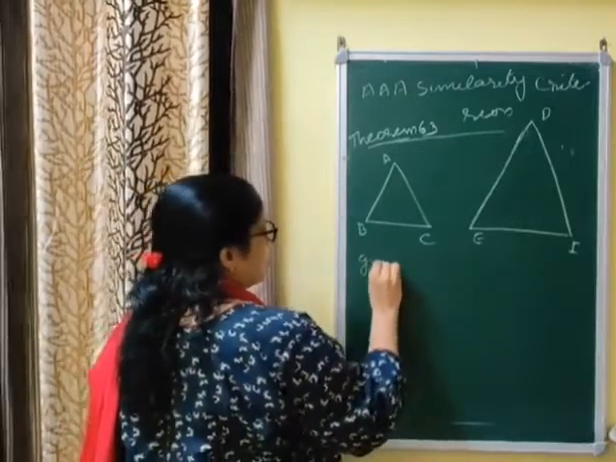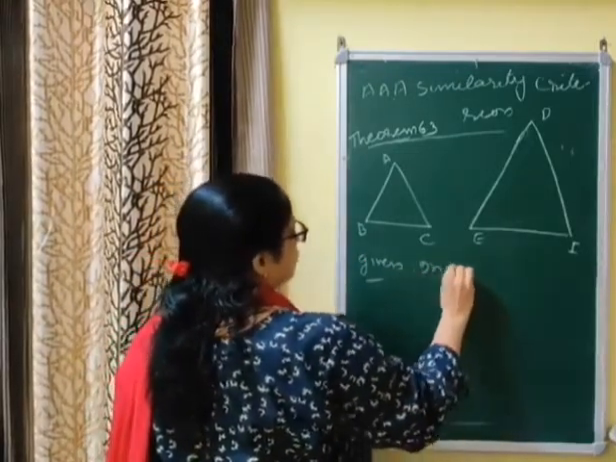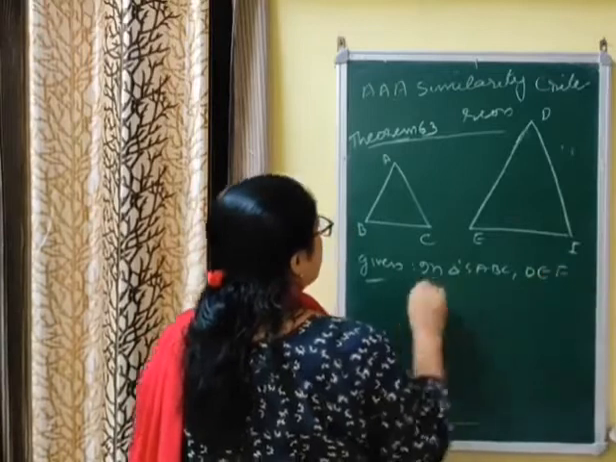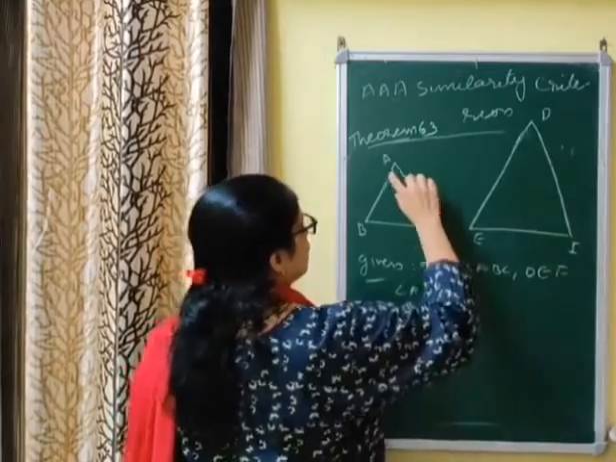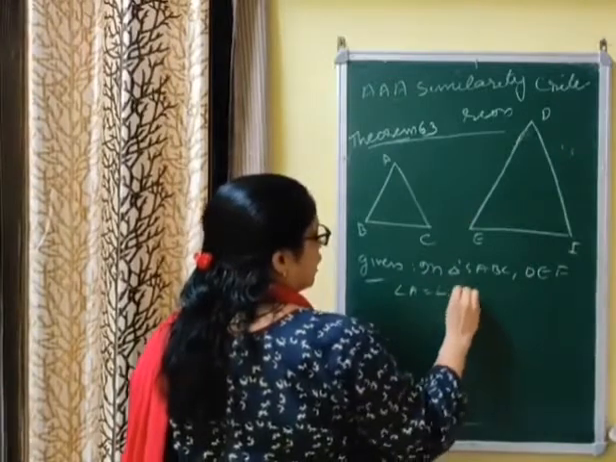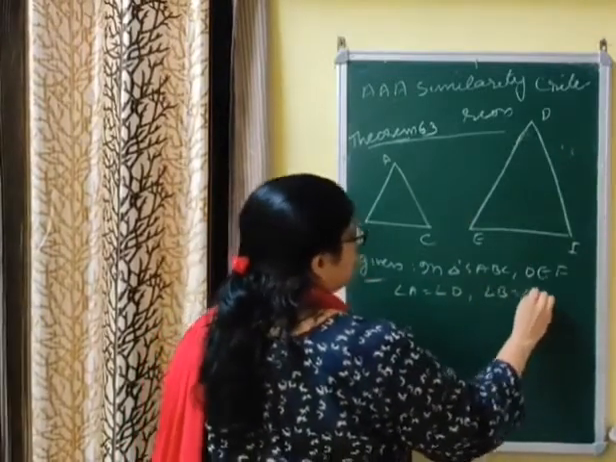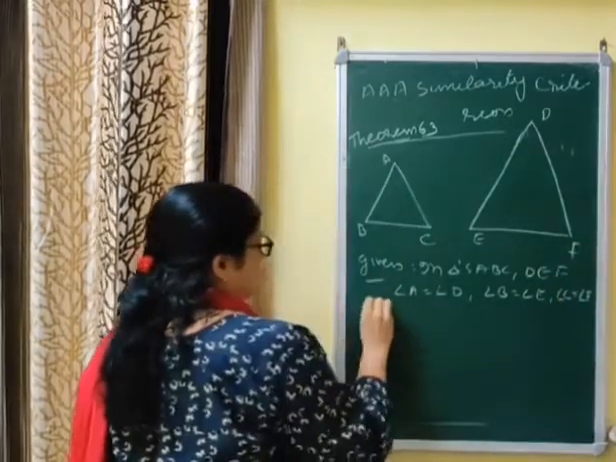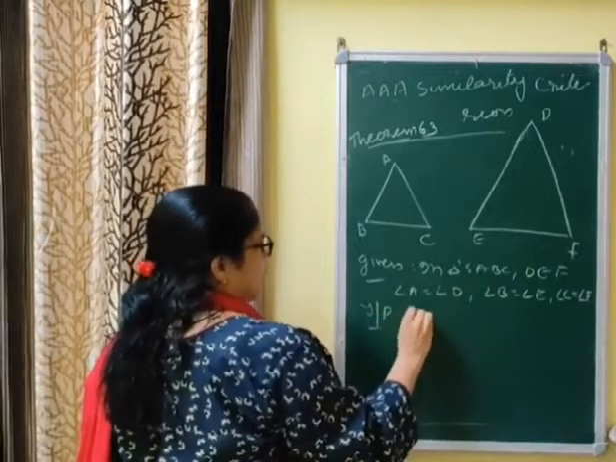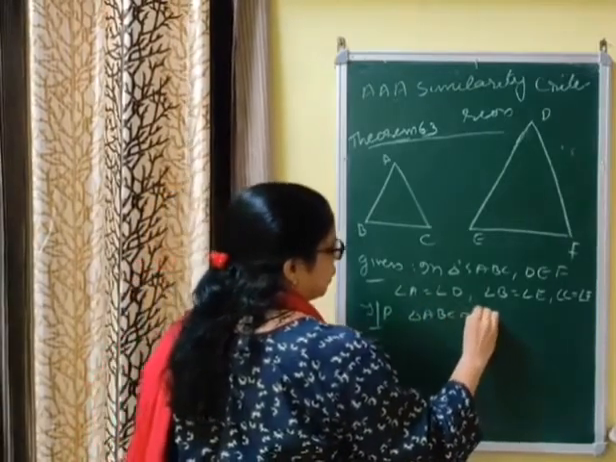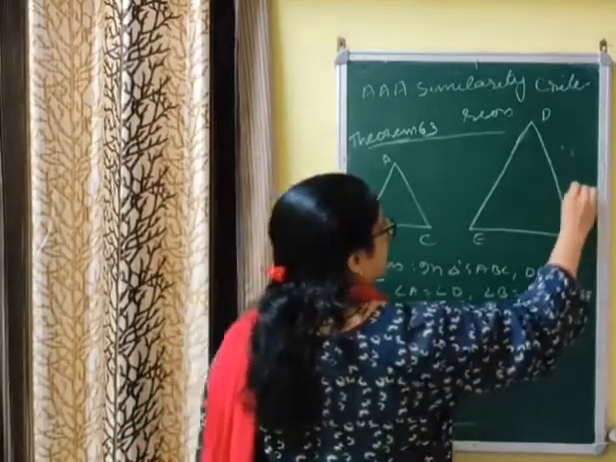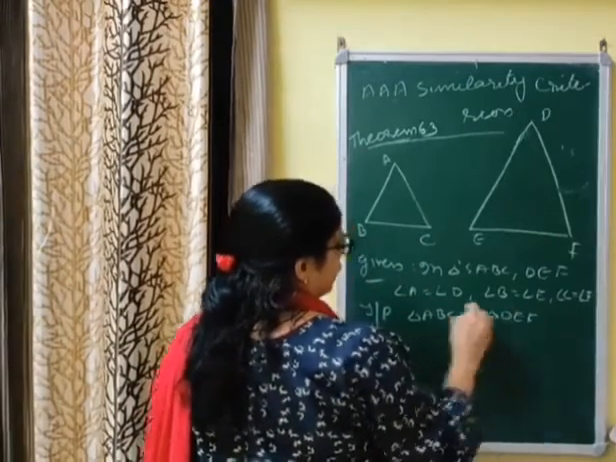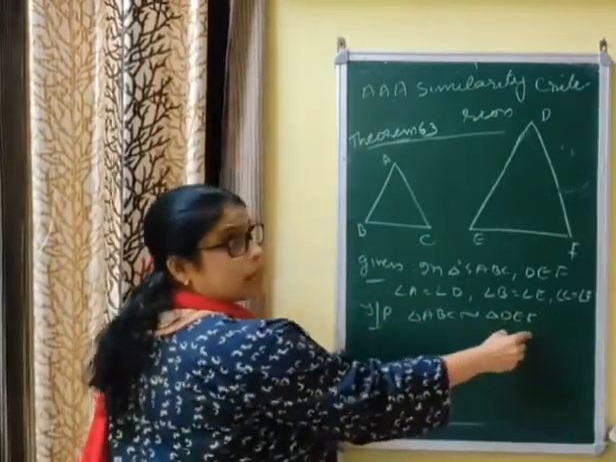What do you have to write? Given, in triangles ABC, DEF, angle A is equal to angle D. Respective sides, angles lena hai. Angle B is equal to angle E, angle C is equal to angle F. Now to prove, you have to prove that triangle ABC is similar, the symbol for similarity is this one, and this one is for congruence. Triangle ABC is similar to triangle DEF. We can read this as triangle ABC similar to triangle DEF.